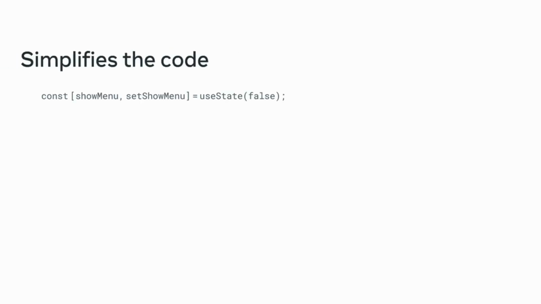Since it's more confusing and tedious to access the array items by index, array destructuring is preferred, and it significantly simplifies the code. You now have a new state variable called showMenu. The useState then sets the initial value of showMenu as false. So to summarize, calling the useState hook does 2 things.